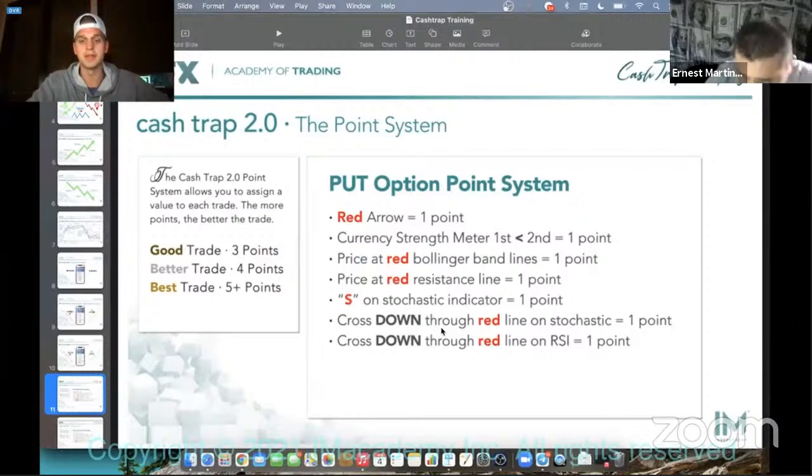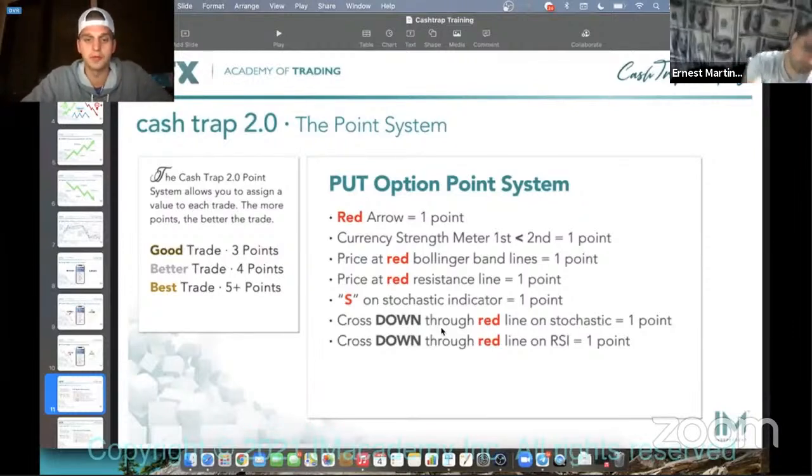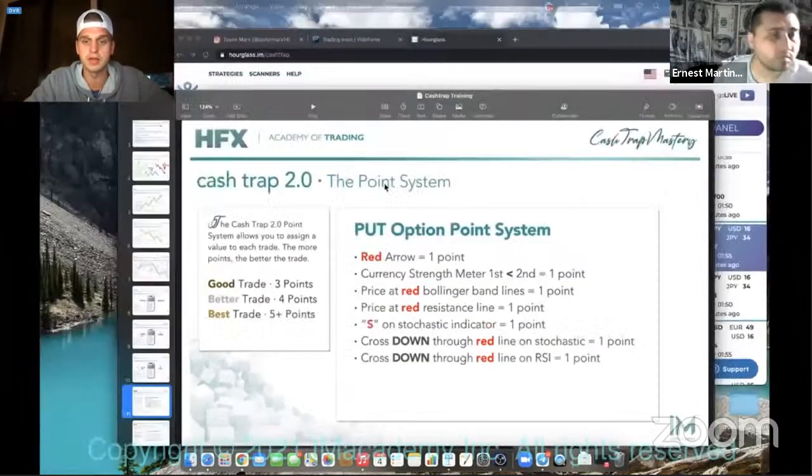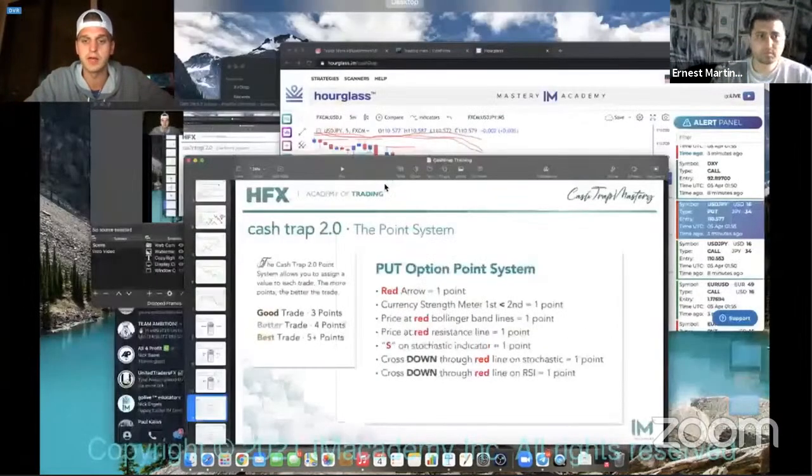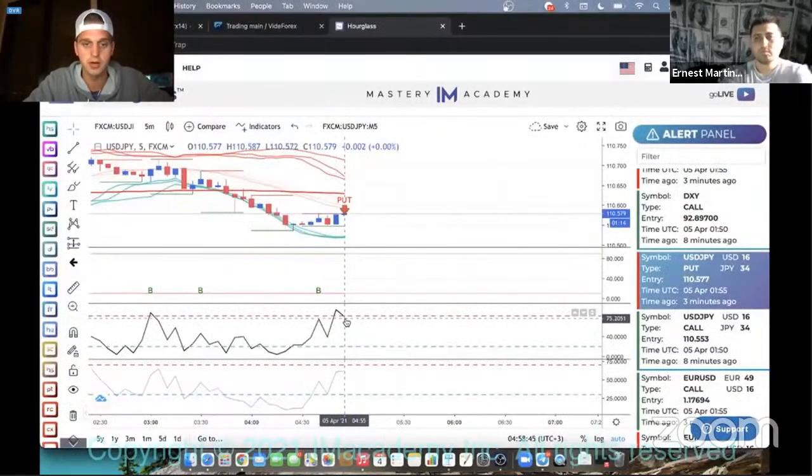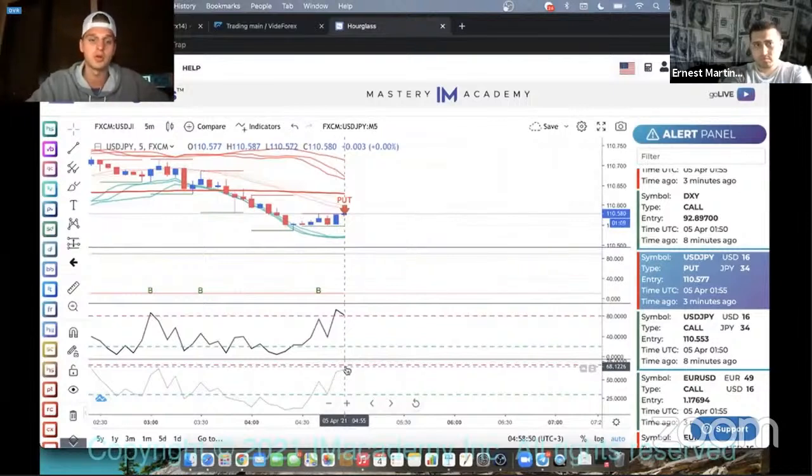All right. And then if we can get a cross down, if we get prices overbought on the stochastic and the RSI, we want to start to see a cross down and a cross down. Okay, what I mean by that is like this right here, right? We got a cross down, that's a point. All right. If we go down to the RSI, we're not quite oversold, overbought, but we're almost there.